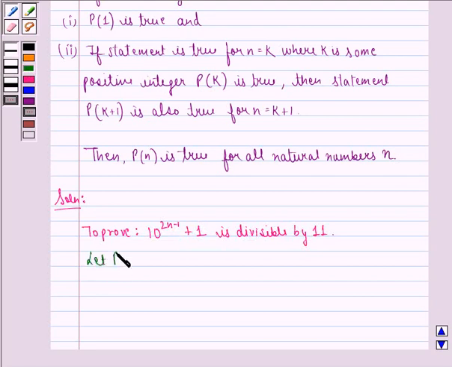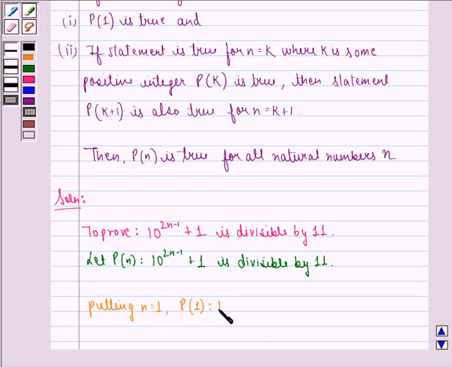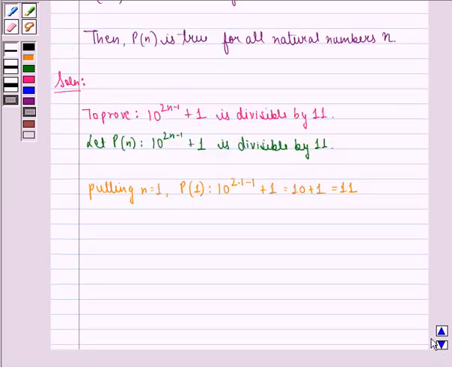Now let P at n be: 10 raised to power 2n minus 1 plus 1 is divisible by 11. Now putting n equal to 1, P at 1 becomes 10 raised to power 2 into 1 minus 1 plus 1, which is equal to 10 plus 1, that is equal to 11. Now we see that 11 is divisible by 11. Thus, P at 1 is true.